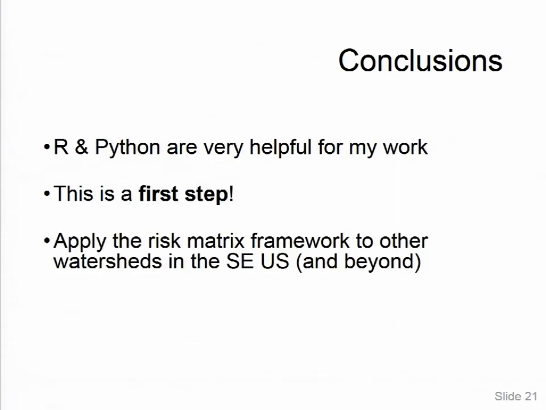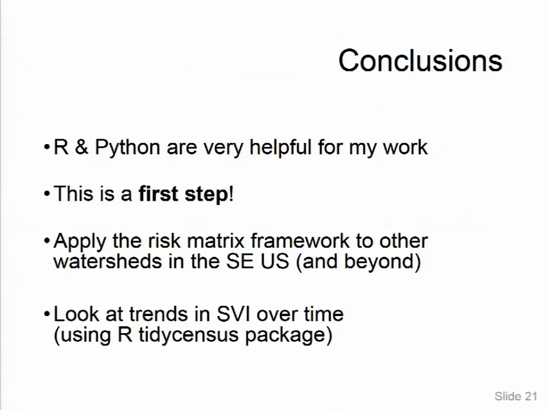We did this work just in the Yadkin Pee Dee watershed, but the Forest Service would like to use it to expand to other watersheds that have done some hydrology modeling of both current and future projections of streamflow. Also, there's a newer package called tidycensus for R, which allows you to bypass the whole ACS website and download data from the census directly into R, and then you can start playing with it, mapping it, and making other figures.